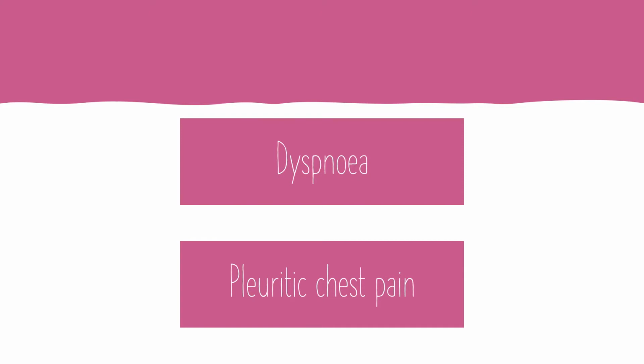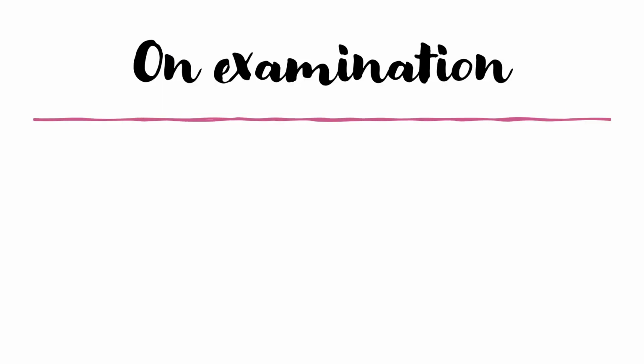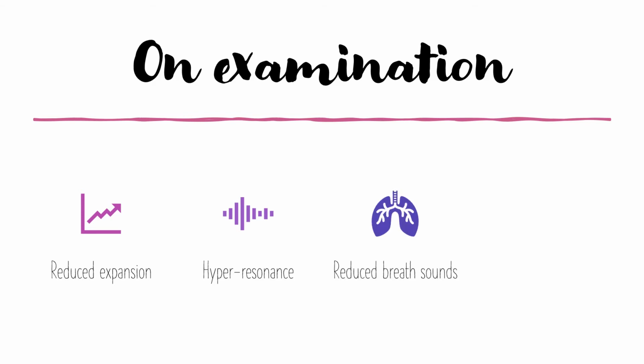Most patients present with these two symptoms: dyspnea, which is breathlessness, and pleuritic chest pain, which is a type of chest pain that occurs when you inhale. When we look at a patient with a pneumothorax, we expect to find different signs on examination. Firstly, you may notice that they have reduced expansion where the pneumothorax is. It may be hyperresonant when you percuss it. You may notice that there are reduced breath sounds when you hold your stethoscope over the location of the pneumothorax. And in some cases, you may even notice that the trachea is deviated.